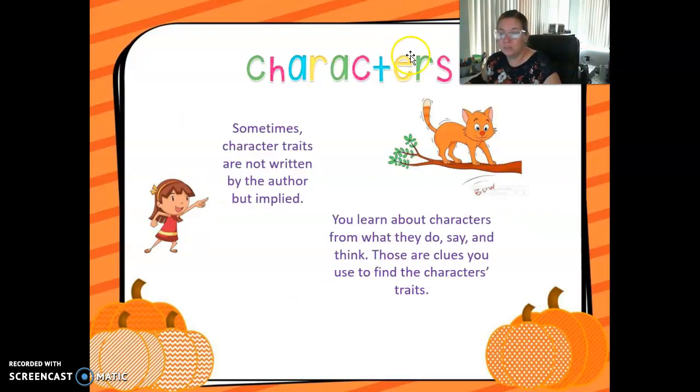All right, my friends. So remember, as we're looking at different stories, we're going to be looking at those clues to determine those character traits.